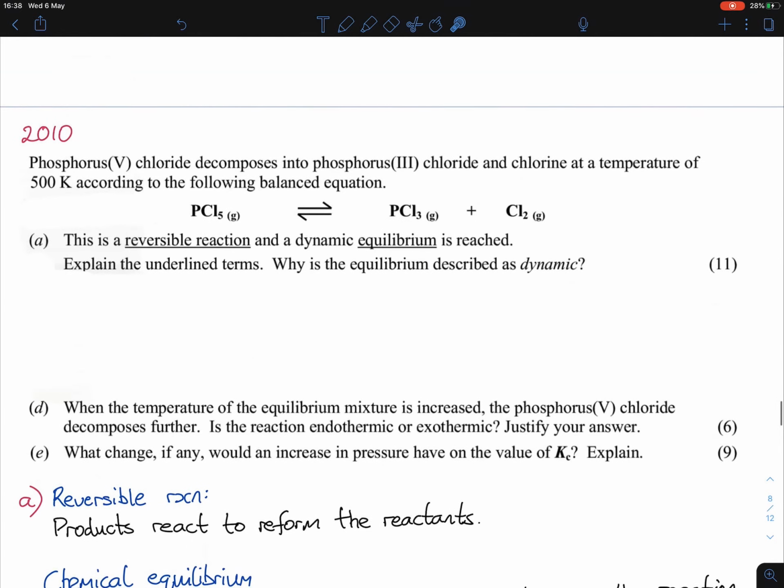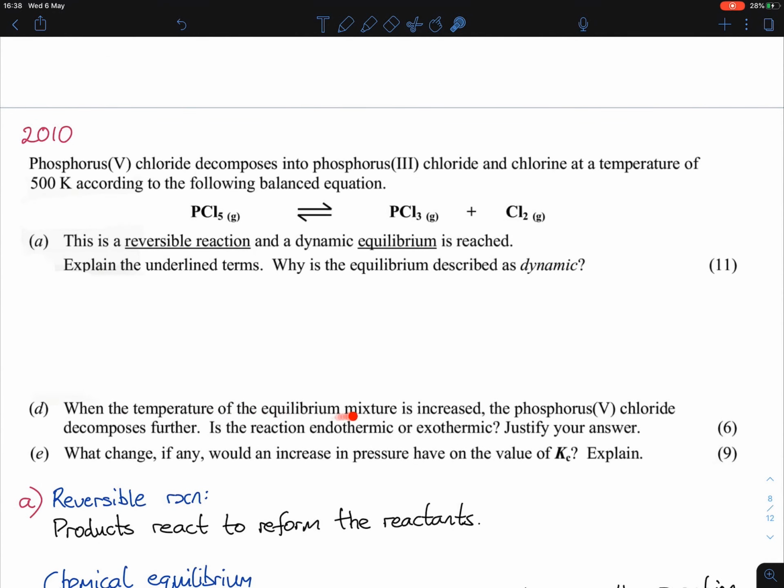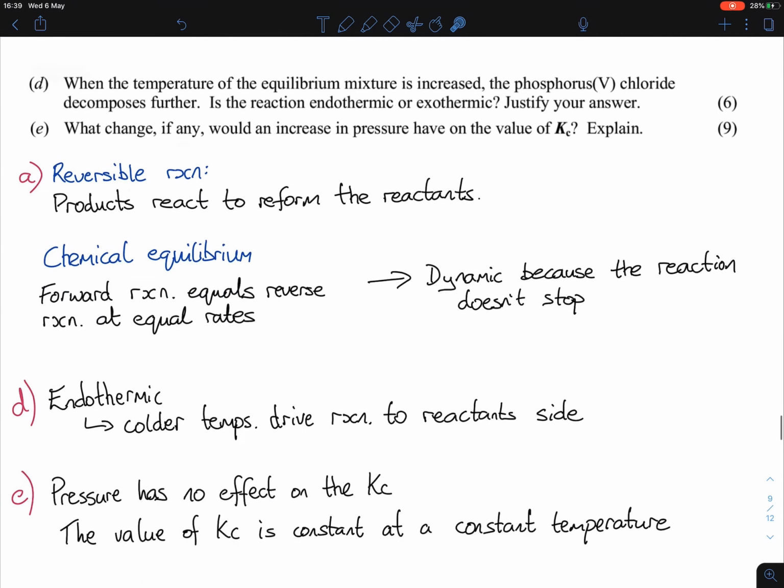Now, when the temperature of the equilibrium mixture is increased, the phosphorus 5-chloride decomposes further. So when we increase the temperature, this one decreases more. It goes towards the product side. Is the reaction endothermic or exothermic? And justify your answer. So let's repeat that again. When we increase the temperature, it drives the reaction towards the product side. So therefore, it must be endothermic.